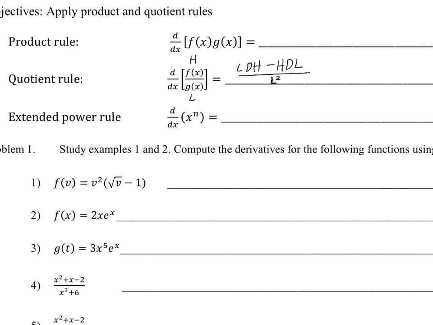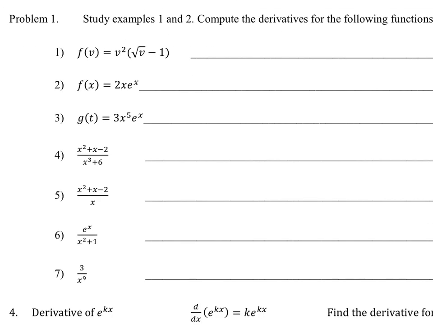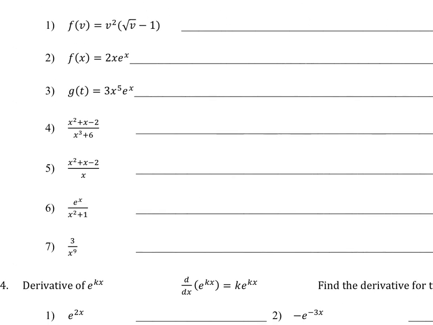Okay. In terms of the functions f and g, on the bottom will be g squared. On top will be g times f prime minus f times g prime. Now let's apply the quotient rule to number 4 here.